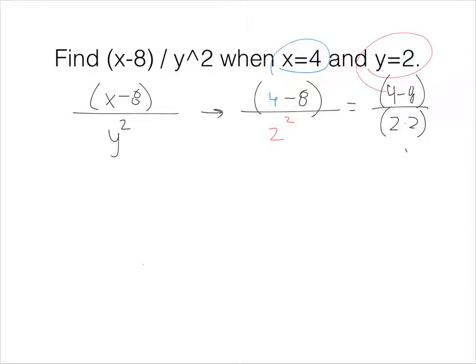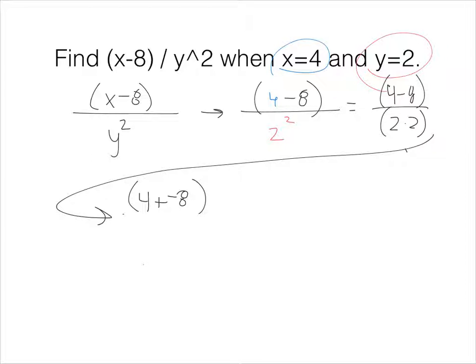Now my order of operations: I have to do what's in the parentheses first. So I'm just going to continue this down here. My 4 minus 8 I have to do first. I have 4 really plus a negative 8. I changed that subtraction sign to adding the opposite, over 2 times 2. Still doing what's in the parentheses first.